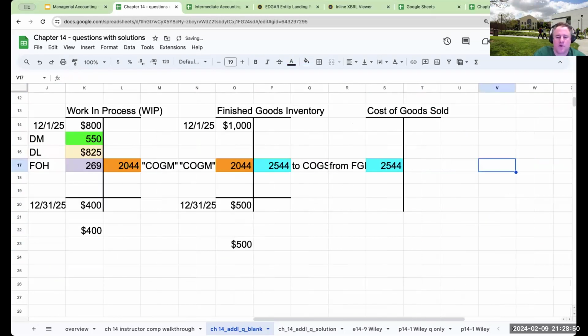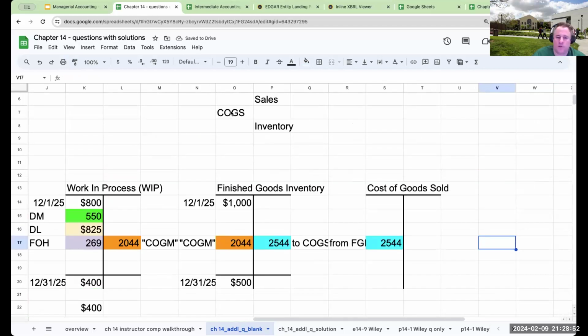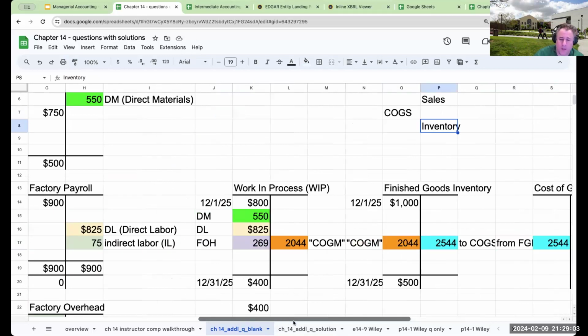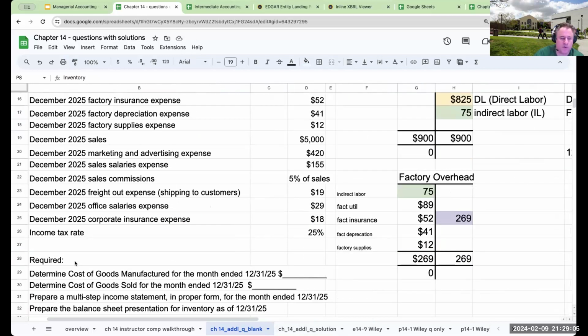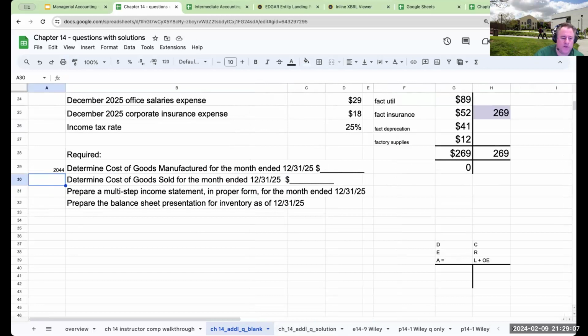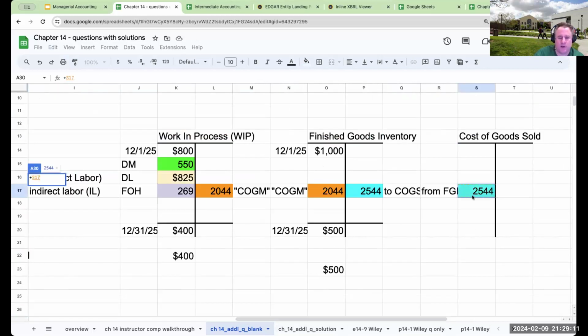Okay. So that last part over here in terms of a journal entry, so when we're a manufacturer, we got to go on a little bit of a journey, right? So this is going to be the journey that we're going to be going through and taking. Okay. So my cost of goods sold is going to be 2544. So let's put that in right over here.